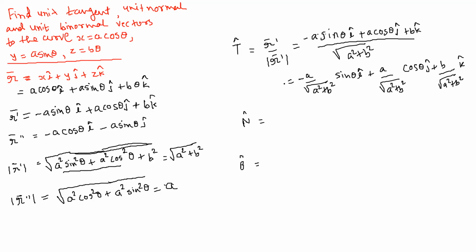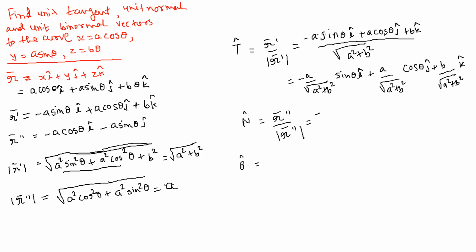Now we find n cap, that is the unit normal vector. What is the formula for finding it, Kashyap? R bar double dash upon mod R bar double dash. When you say bar, that means it is a vector.